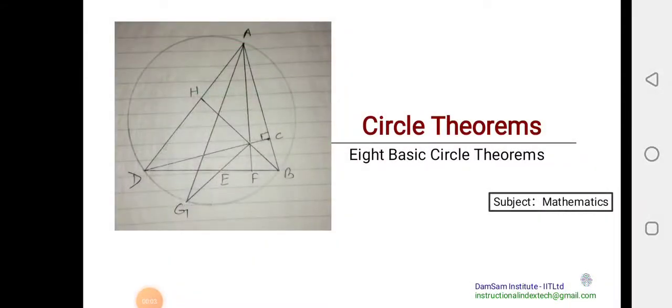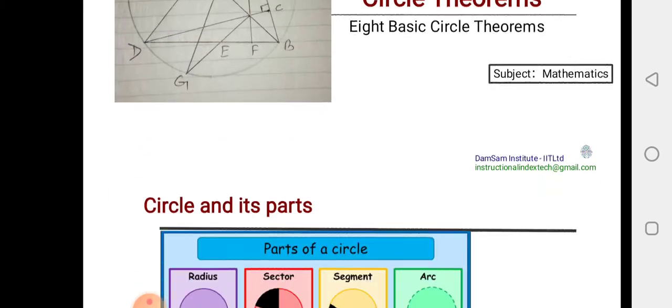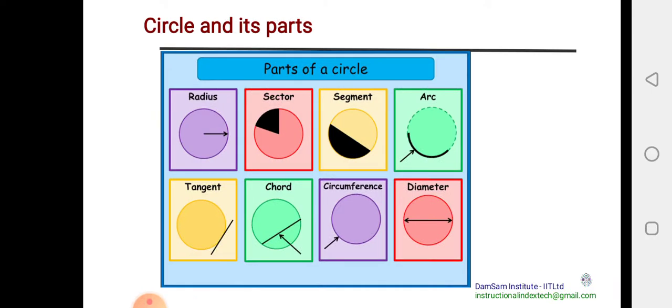Good day, my viewers. It is another time to study mathematics, and the topic we're studying this time is circle theorems. We want to look at the 8 basic circle theorems we have in mathematics. And before that, we need to take note of the parts of a circle, because as we'll be coming across some circle charts, we need to know each part.